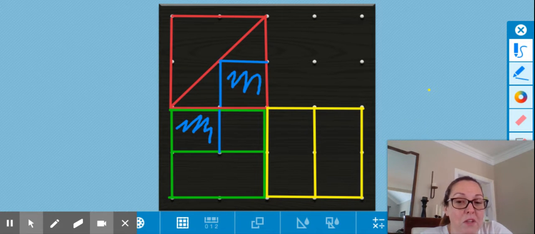Do you agree with me there with that much? Now, what I want you to see over here is that if you put these two small triangles together, you'd have this. Let me show you.